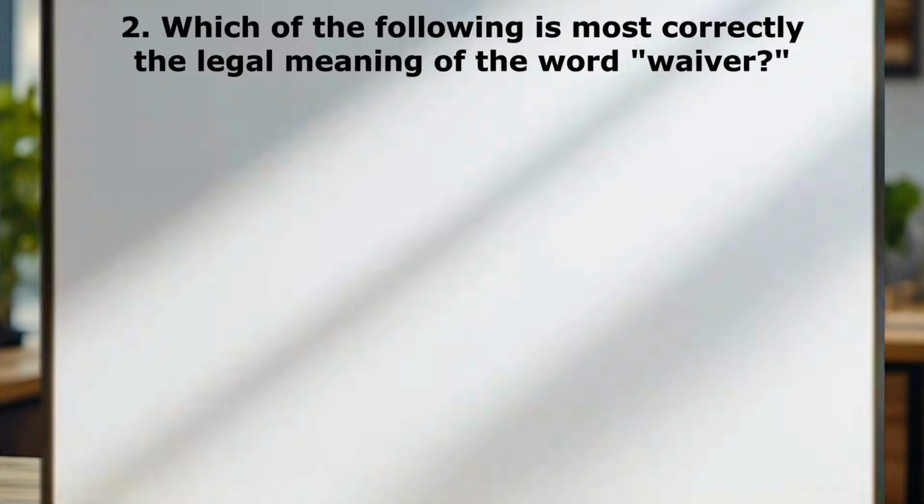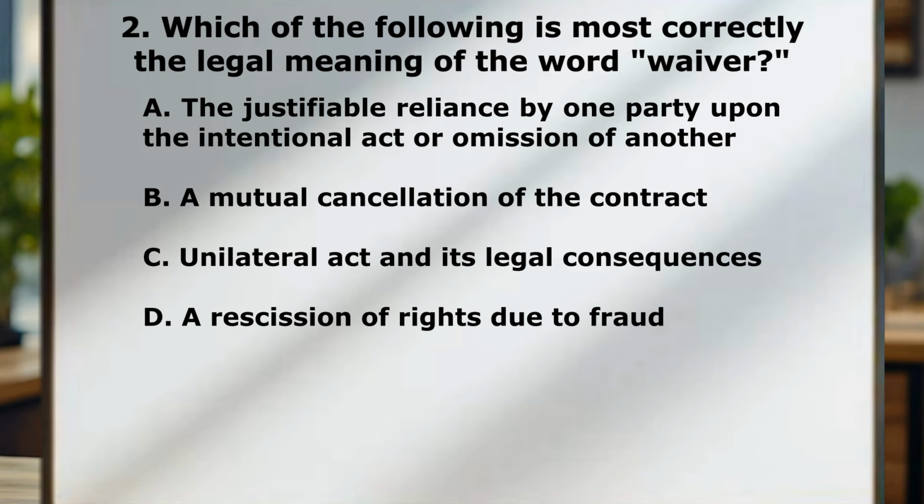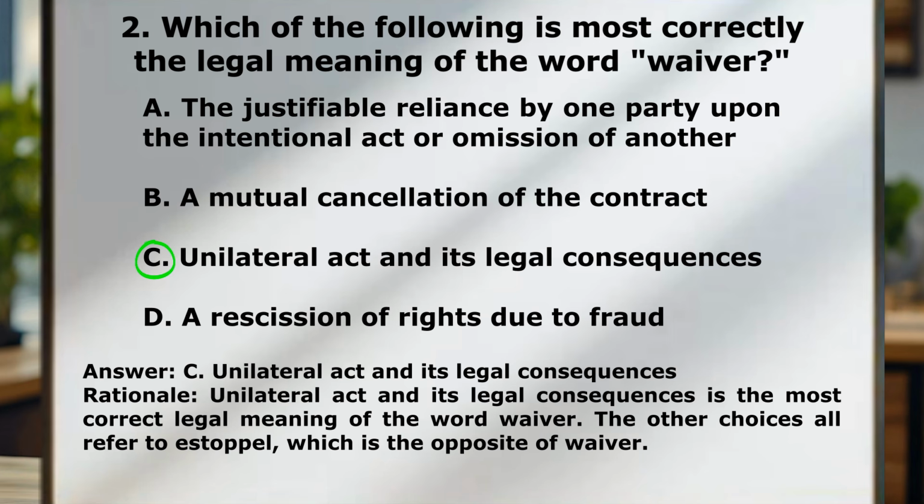Question number 2. Which of the following is most correctly the legal meaning of the word waiver? A, the justifiable reliance by one party upon the intentional act or omission of another. B, a mutual cancellation of the contract. C, unilateral act and its legal consequences. D, a rescission of rights due to fraud. Correct answer here is C, a unilateral act and its legal consequences.